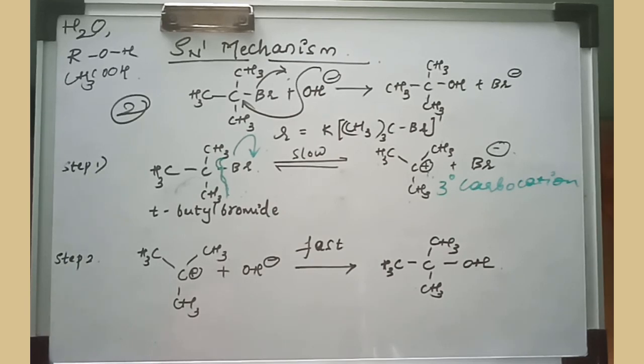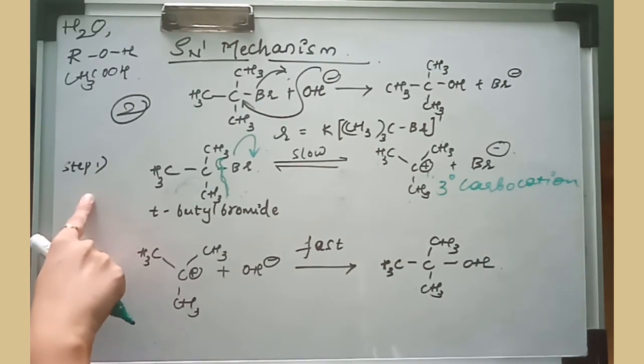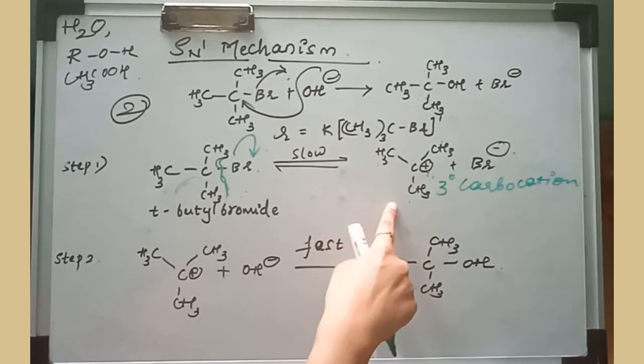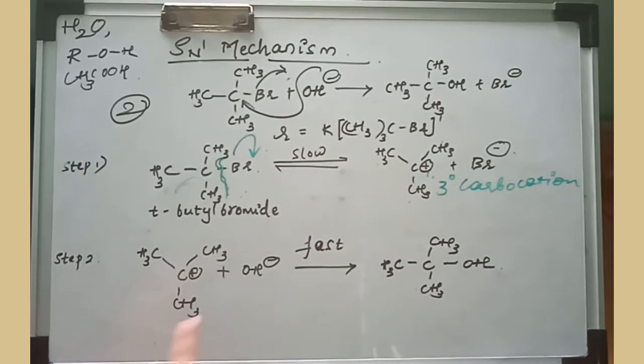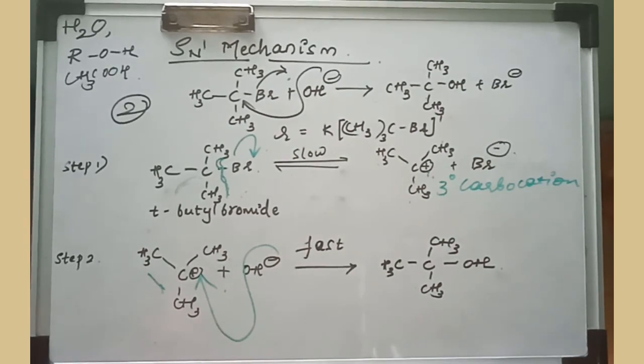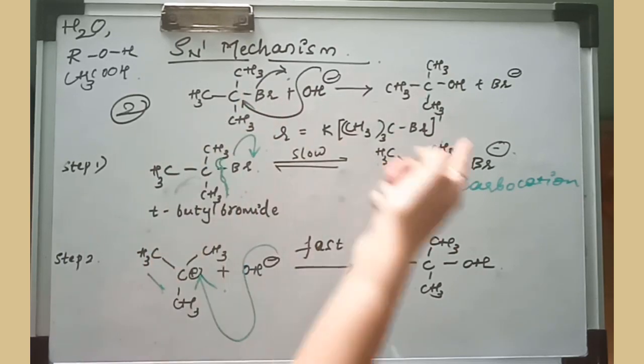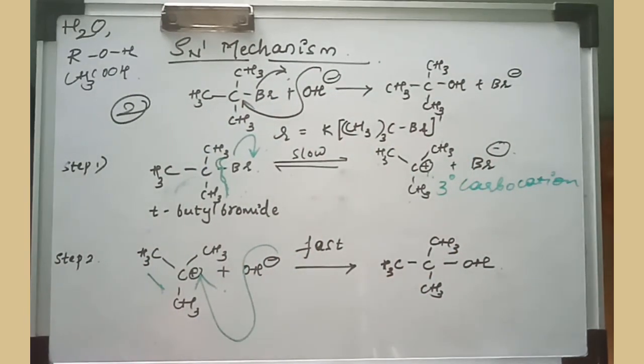The second step is this: whatever product is formed in step 1, that is the tertiary carbocation, will be attached with this OH minus. To this tertiary carbocation, the nucleophile will attack and then the alcohol is formed. No doubt we just substitute this OH and Br minus leaves from the group. That is the general reaction.